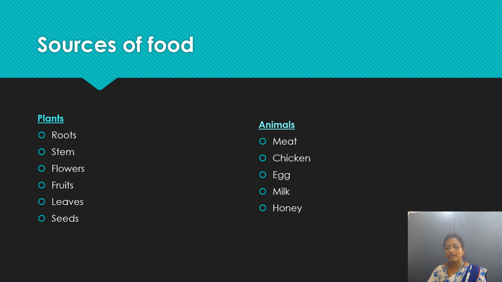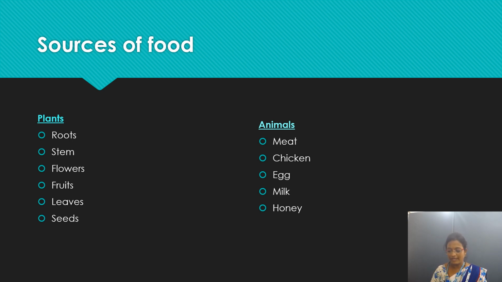Okay. So now look here. These are the sources from animals. So from animals what do we get? We get meat, isn't it? We get chicken, we get egg, we get milk and even we get honey. So these are the sources which we get from animals and these are the sources which we get from plants. Is that clear? There are two sources of food, plant source and animal source. From plants we get roots, stem, flowers, fruits, leaves, seeds. And from animals we get meat, chicken, egg, milk and honey.